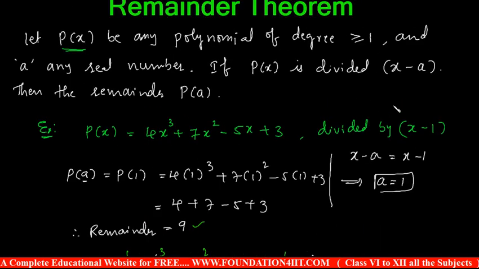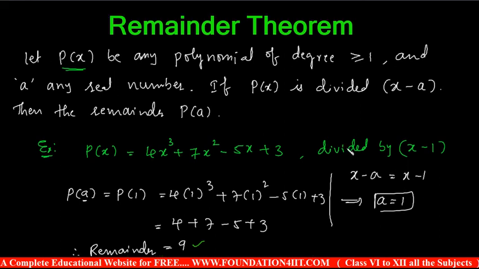Otherwise, you can make it equal to x minus a. Just assume that x minus 1. In this also you can do. These are the two ways you can find out. Right? This is the remainder theorem. Now let us see next what is the factor theorem and how to do the problems based on the factor theorem.